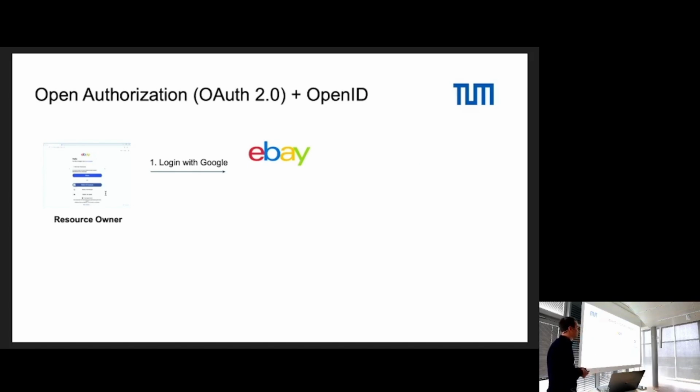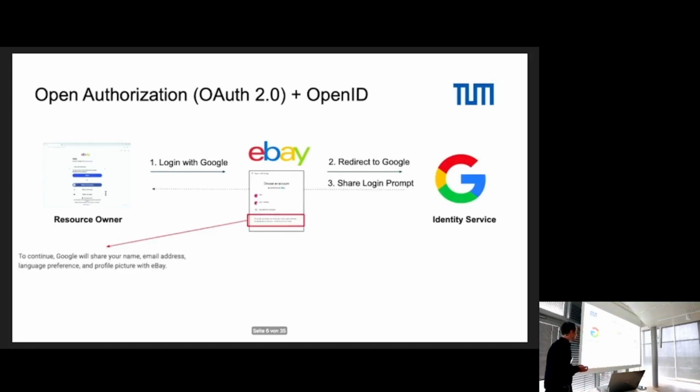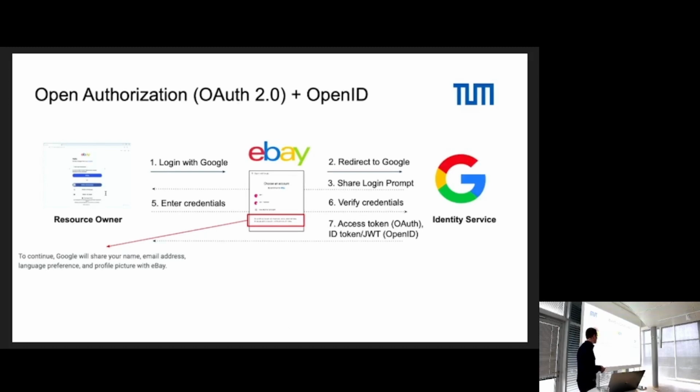So for example, you want to log in at eBay, and you want to use Google as your identity provider. Then eBay redirects you to Google, which then shows you a login prompt that tells you that Google will now share your name, your email address, your profile picture and so on with eBay. And then there's only the way for you to either accept or abort at this point, and then enter your credentials such that Google can verify your credentials and then provide you with some access tokens or identity tokens, depending on what kind of protocol implementation is used.